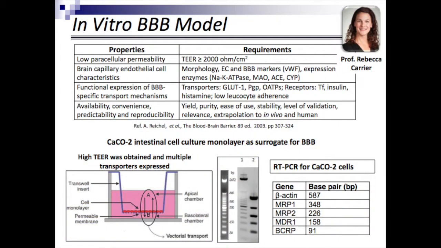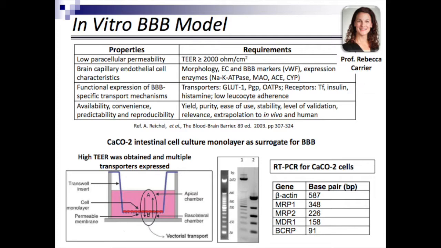So first, we worked with Professor Rebecca Carrier, who is our chemical engineering faculty here at Northeastern, to test if our nanoemulsion system can actually enhance permeation through an in vitro model of the blood-brain barrier. And we use the Transwell system, which you see on the bottom left-hand side, to create a cell culture system where we can look at permeability from the apical side, which is the top side, to the bottom side, which is the basolateral side.